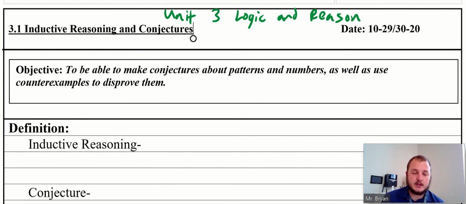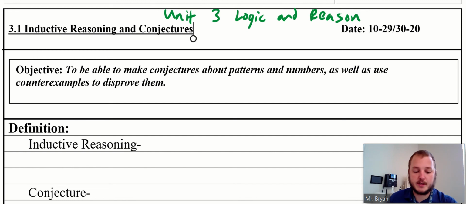And then the objective for today is we want to be able to make conjectures about patterns and numbers. And then we also want to be able to use counterexamples to disprove some different statements as well. So again, we're more about arguing and reasoning rather than solving equations and things like that today.